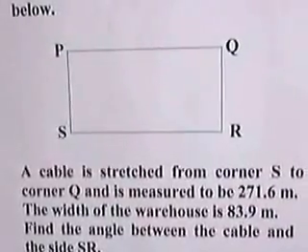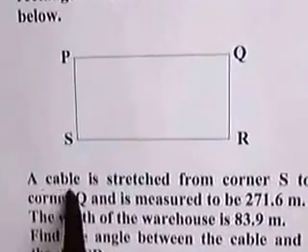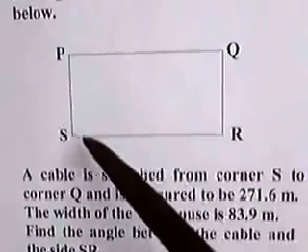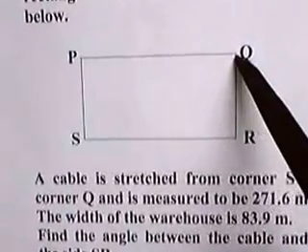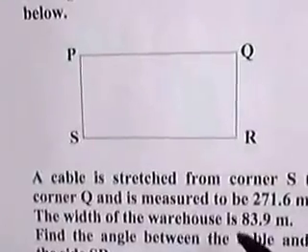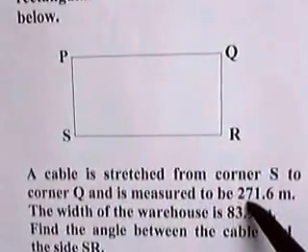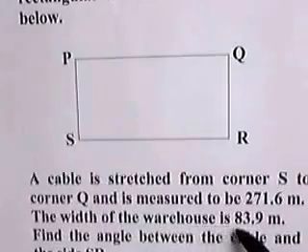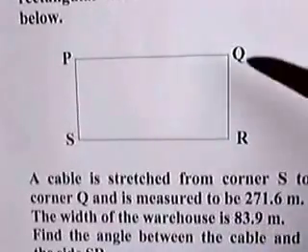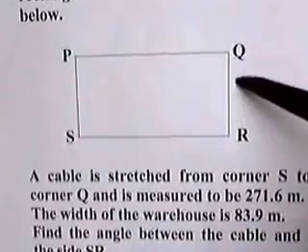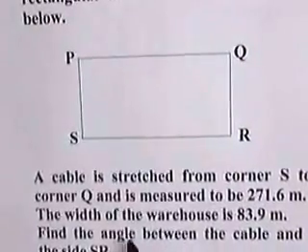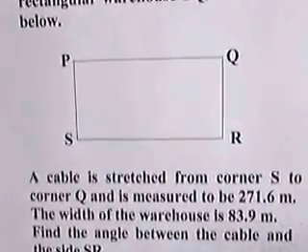Let's see what they want us to find. Okay, now it says a cable is stretched from corner S to corner Q. So it must be stretched across like that in a diagonal, and is measured to be 271.6 meters. The width of the warehouse is 83.9 meters. This must be the 83.9 meters, the width.